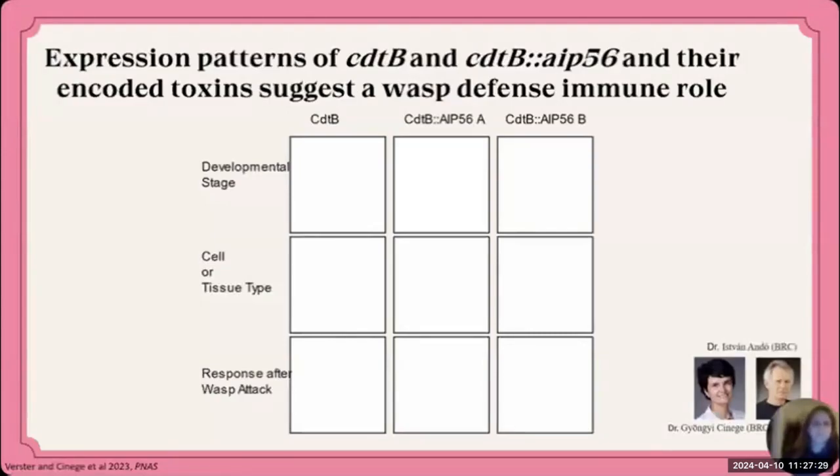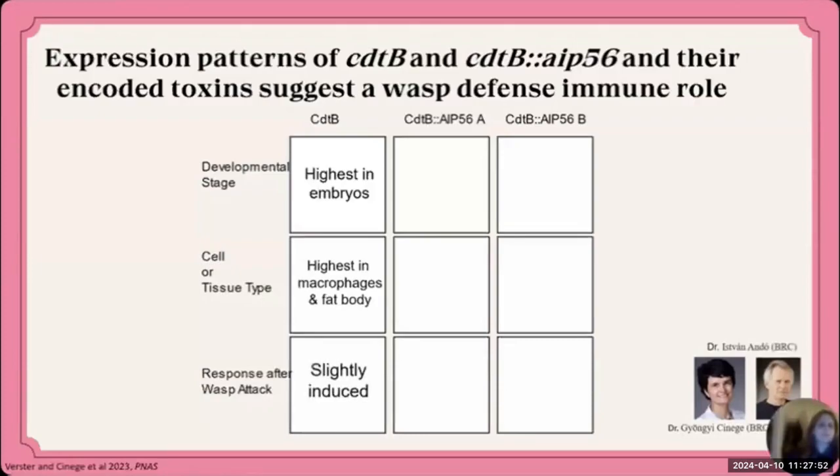And so we found that CDTB was very highly expressed in embryos, which is kind of surprising. This was something I hadn't tested before at all, suggesting it plays a really important role in embryonic development. Additionally, it was most highly expressed in the macrophages and fat body, which is an organ that is important in metabolism and also the immune system. And we saw that it was slightly induced following parasitoid wasp attack.